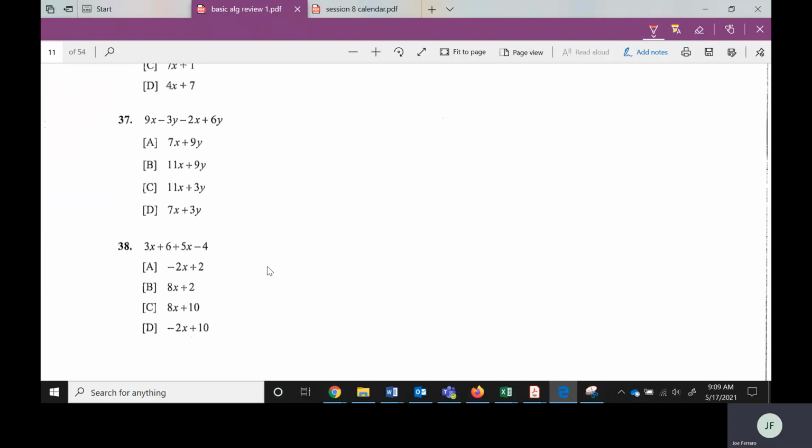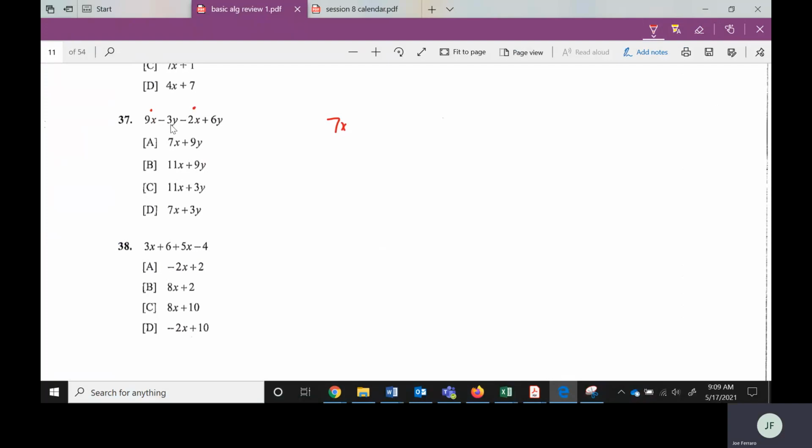Okay, so number 37, we have a 9x, and we just got to look, is there any like terms for that? So 9x, this has a y, and a -2x. Those are like terms. So 9, you can either say -2 or plus -2. So far we have 7x.